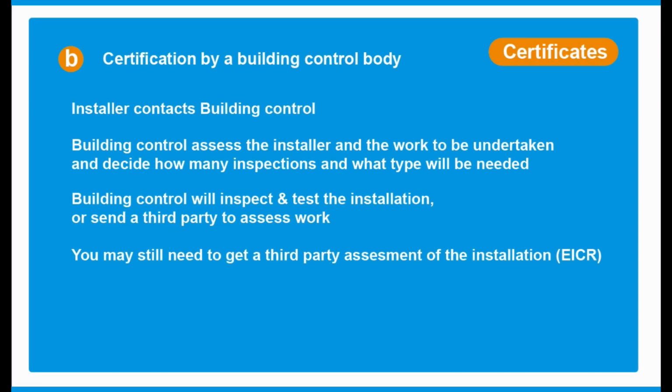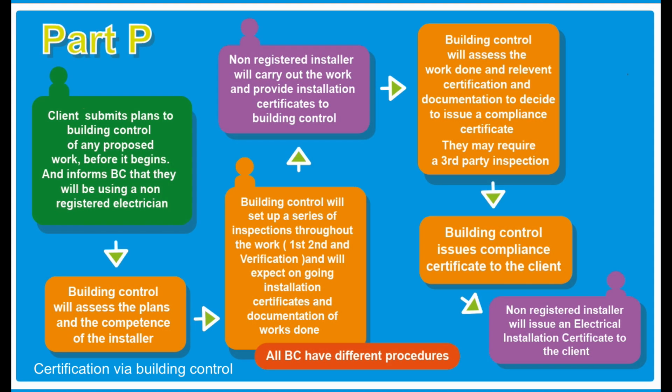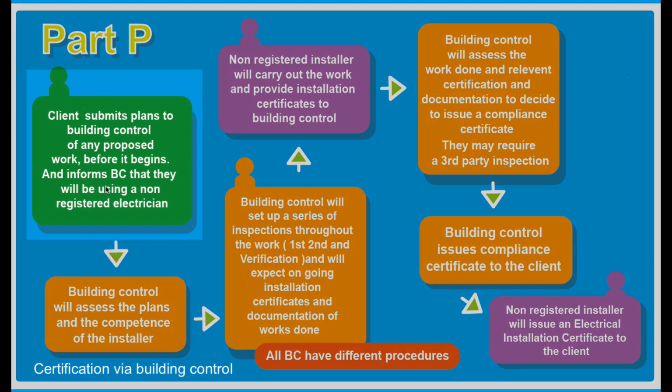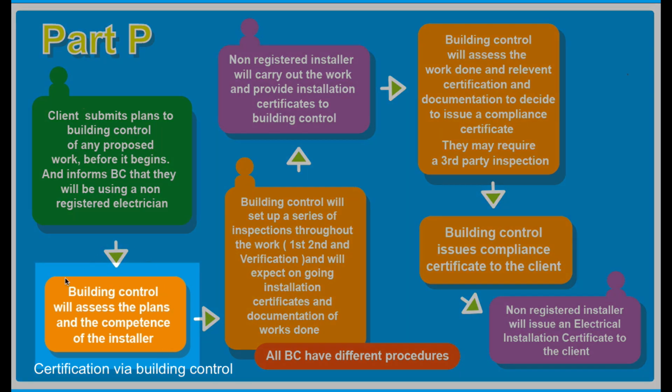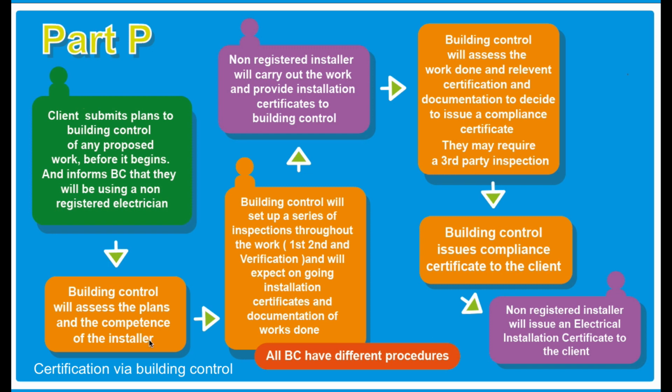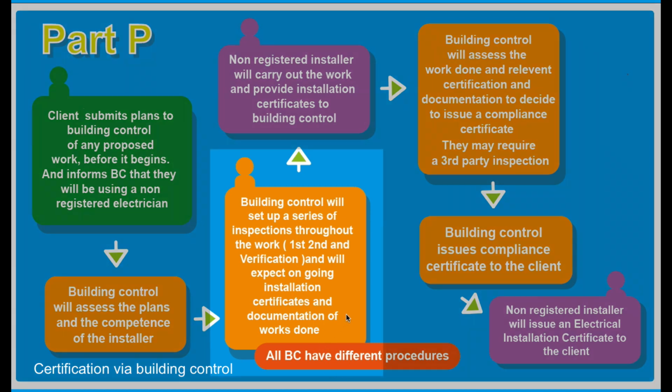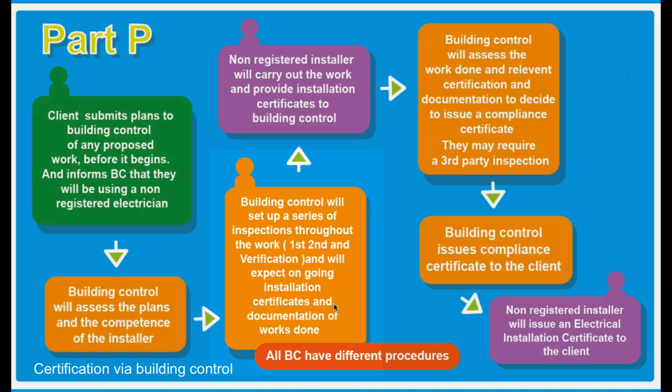You can actually ask the building control body themselves to certify the work. So if you're going to use building control for notification, the client has to submit plans to building control of any proposed work before it begins and inform building control that they're going to use a non-registered electrician. Building control will then assess the plans and the competence of the installer. All building controls have different procedures, so it's really difficult to tell you exactly what's going to happen. Building control will then set a series of inspections throughout the work and expect ongoing installation certificates and documentations, photographs and such of the work done.